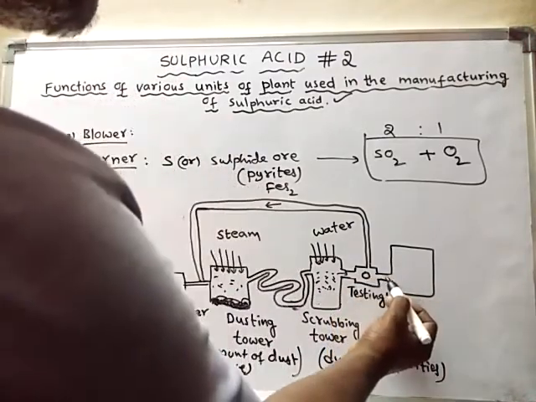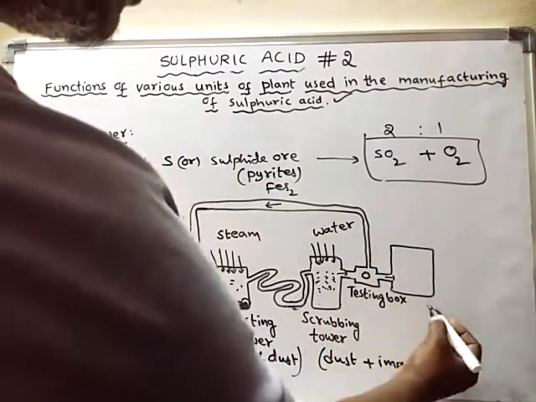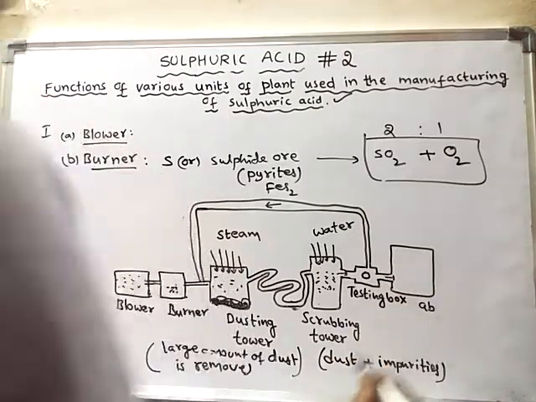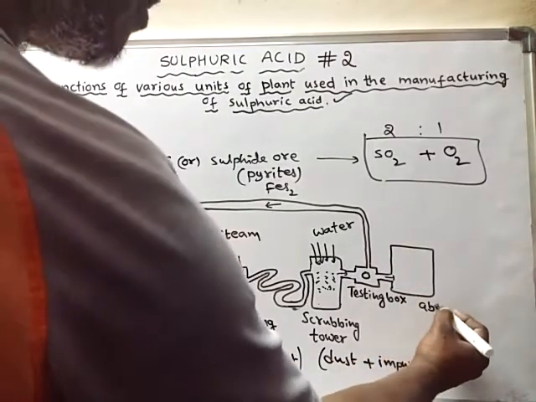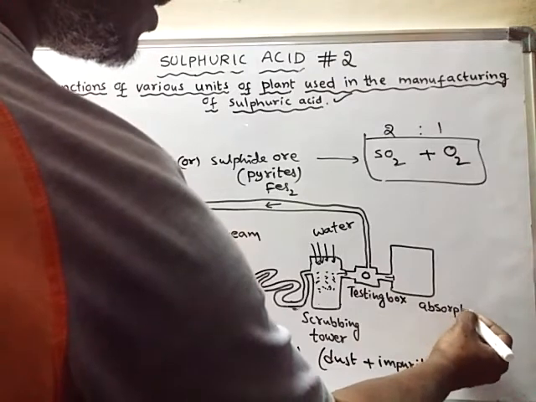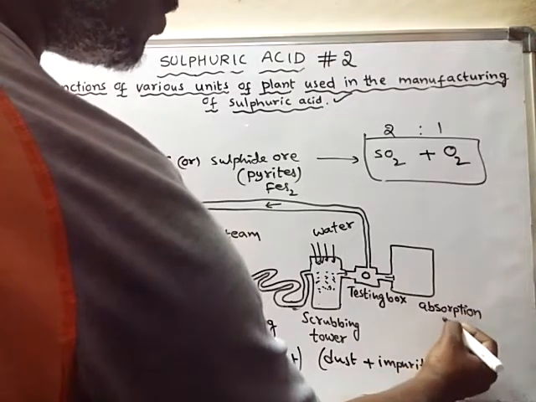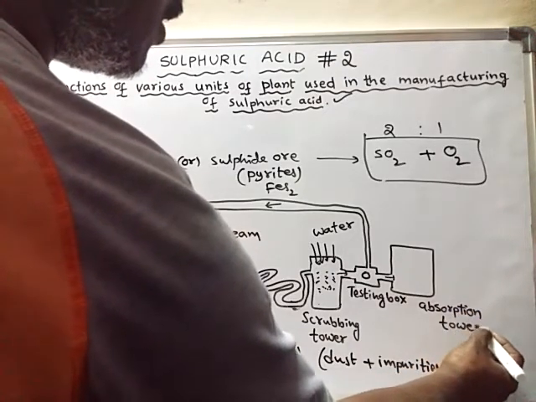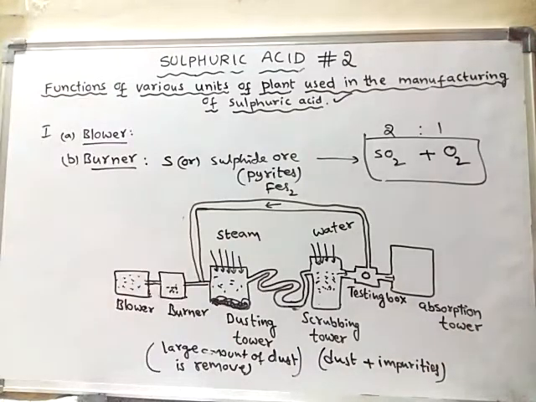The gaseous mixture which is entering the absorption tower is pure. It does not have any impurities present in it. Okay, next what happens?